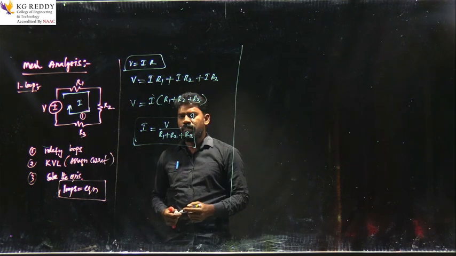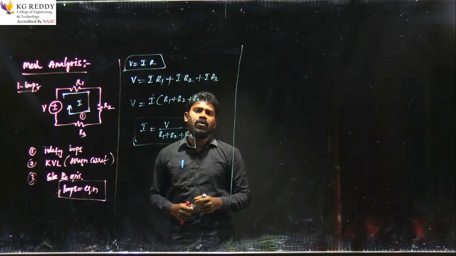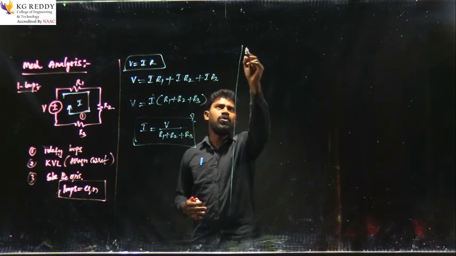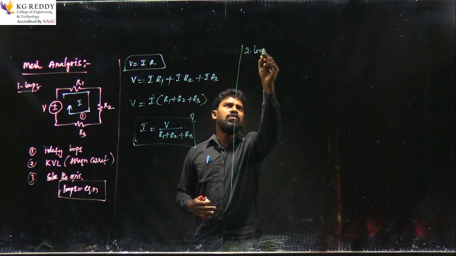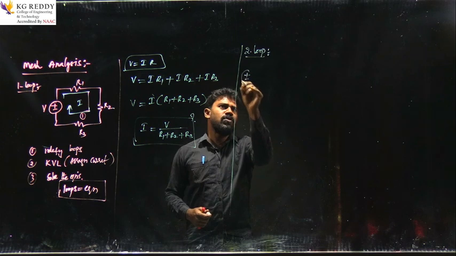Next case: this was a single loop network. If I take a two loop network, how are we going to apply mesh analysis? Now you can see here a two loop network. I am going to draw one network.